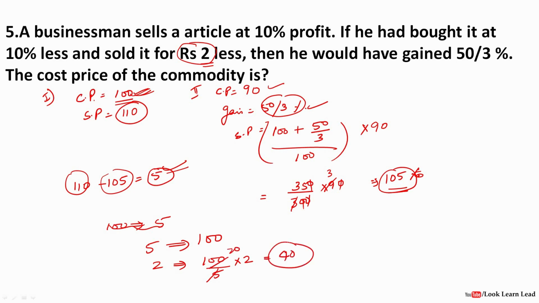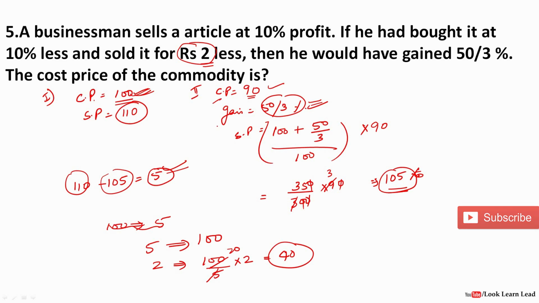You can go through this question once again. I'll also repeat. A businessman sells the article at 10% profit. From this, we had the cost price of 100 and selling price 110. If he had bought it for 10% less, so initially he bought for 100 rupees, 10% less means he bought it for 90, then he would have gained 50 by 3% profit.